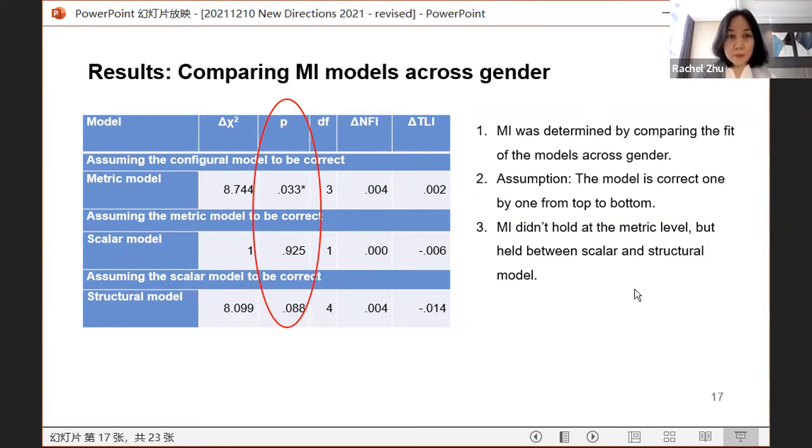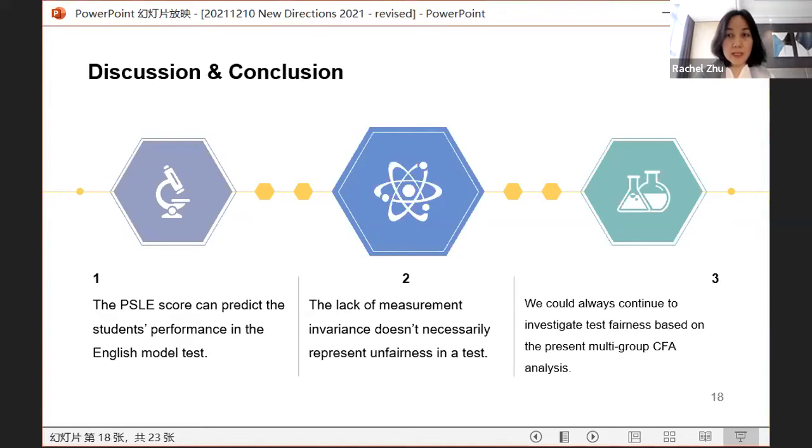So let's move on to the discussion and conclusion. As we have mentioned, the objective of this study is to examine the measurement invariance in this large-scale English test across gender. And this multi-group CFA analysis results support the configural equivalence. However, the results show that the metric model doesn't hold, indicating that factor loadings were not equal between male and female test takers.